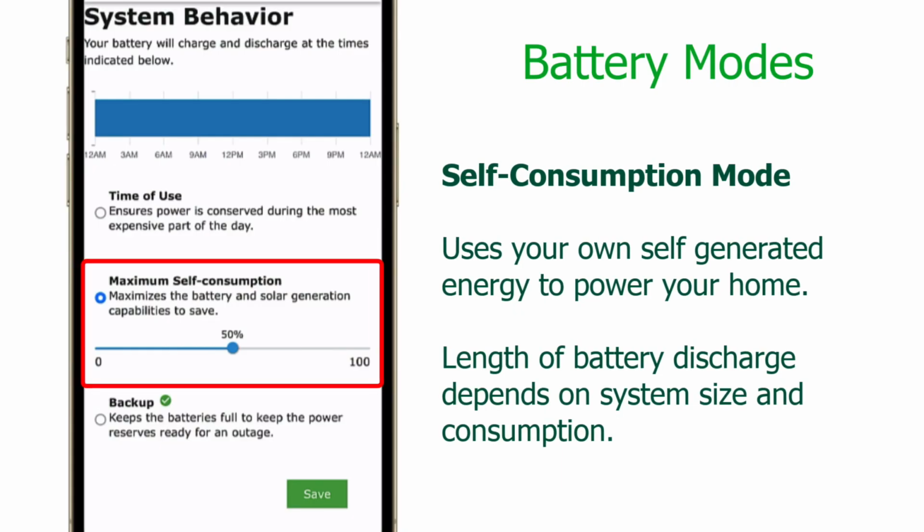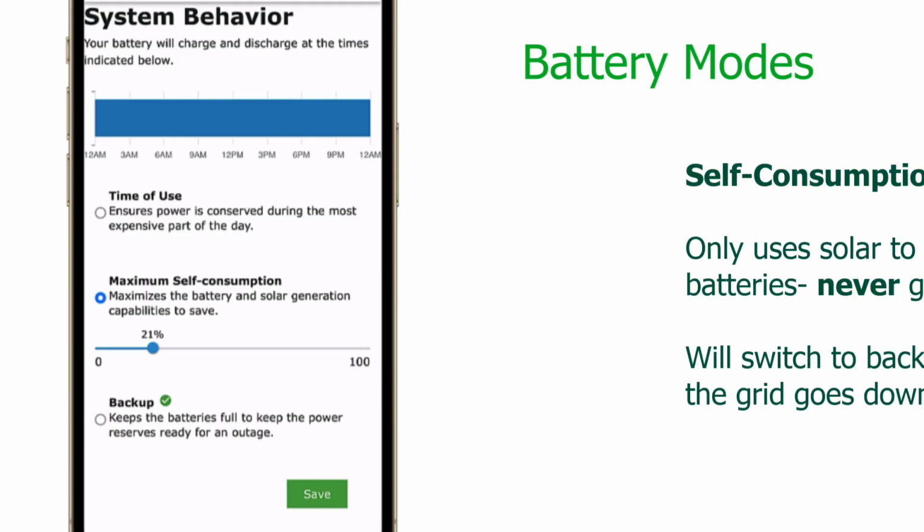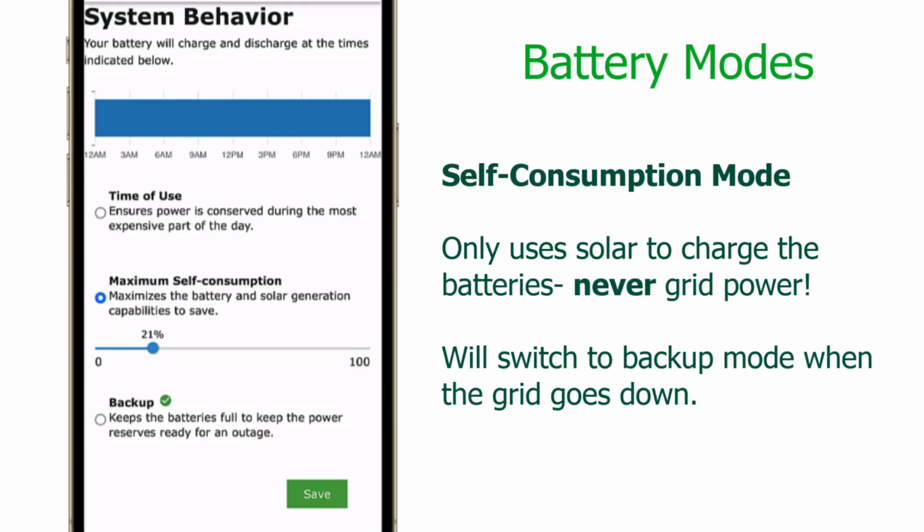Self-consumption mode maximizes self-generated energy from the PV system and the battery bank. It reduces reliance on grid power as much as it can depending on PV array size and battery capacity. The most important thing to remember about this mode is that it will only use solar production to charge the battery. It will never use grid power.